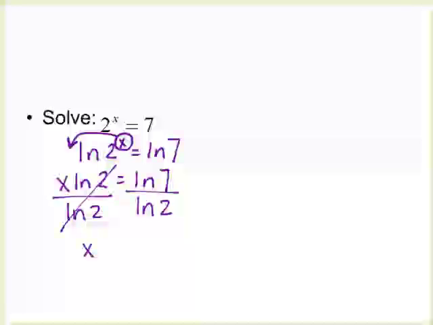When you do this on your calculator, when you press your ln button, it will automatically open up parentheses. So you need to make sure you close them after typing in that 7. And then divide by the ln of 2. And that gives us right about 2.8.